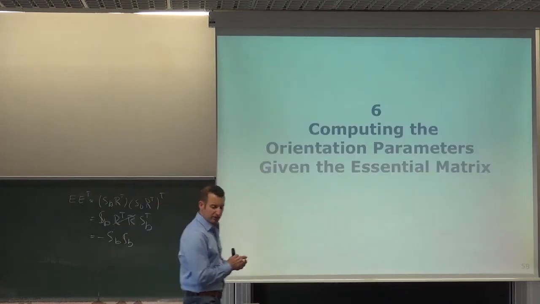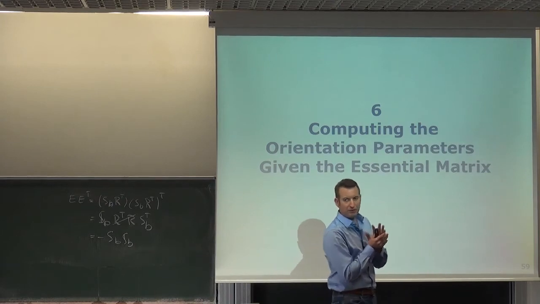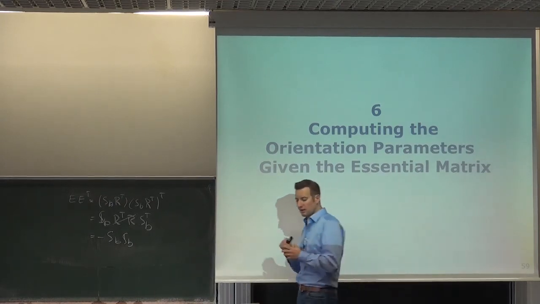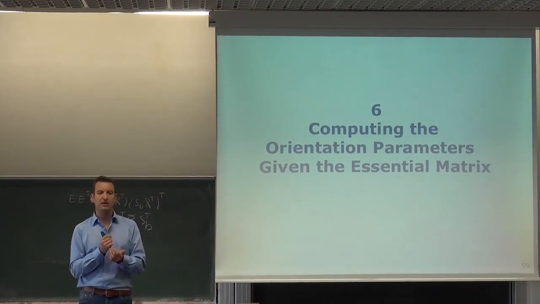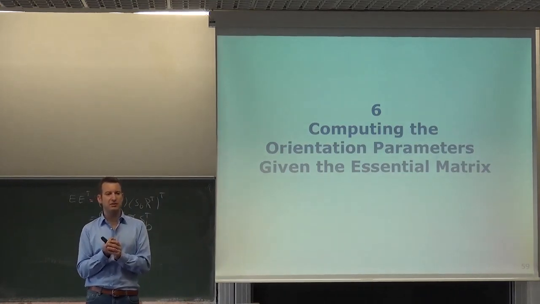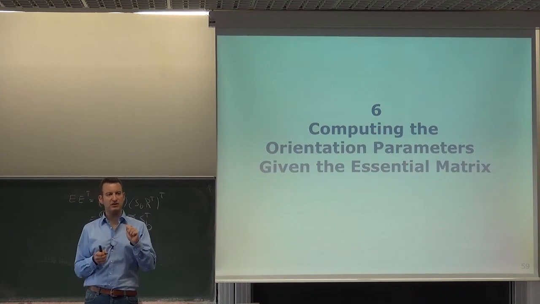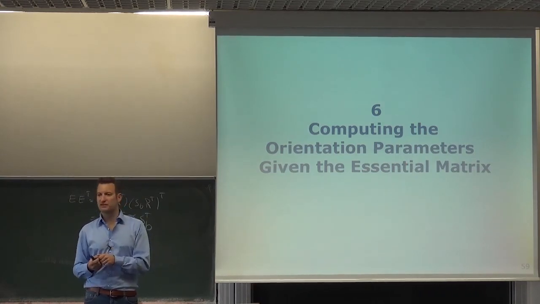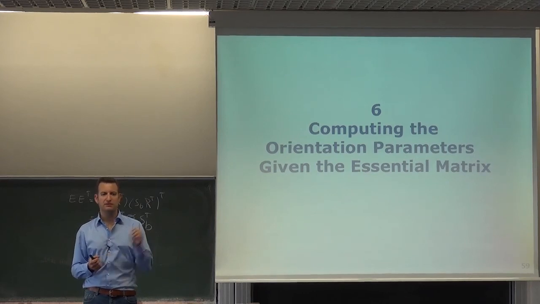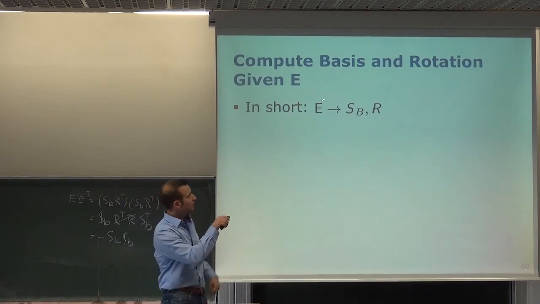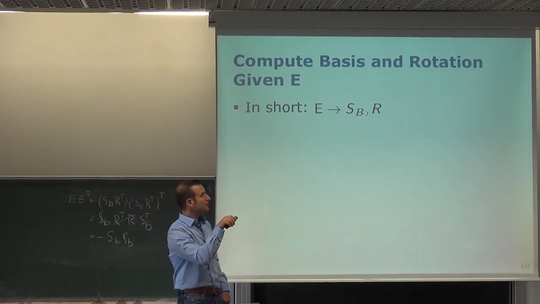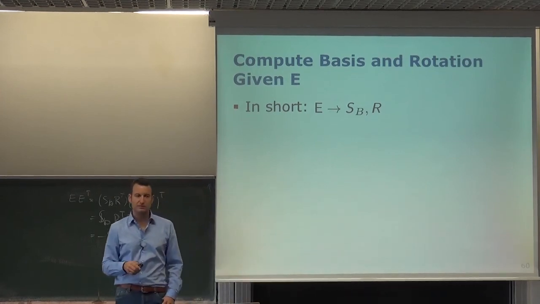The final thing I want to look into is how I can actually compute the orientation parameters, so the rotation matrix and the baseline, given an essential matrix. So assuming I have the essential matrix computed, how do I obtain my rotation matrix R, and how do I obtain the direction of this vector B from these 9 elements I have in that matrix? So what we in short want to do, from E, estimate the skew-symmetric matrix B, which means that I know B, and my rotation matrix.